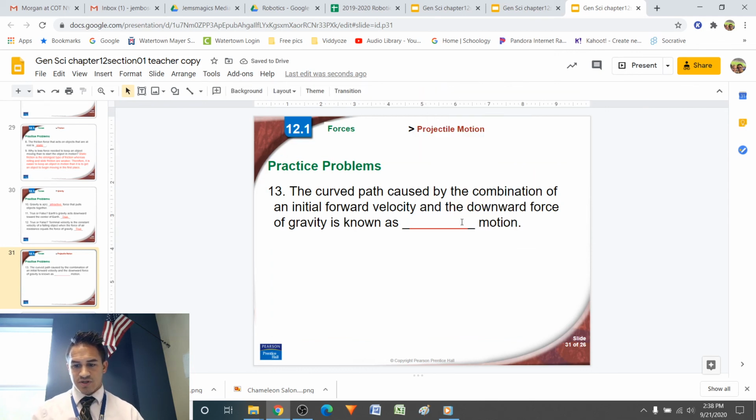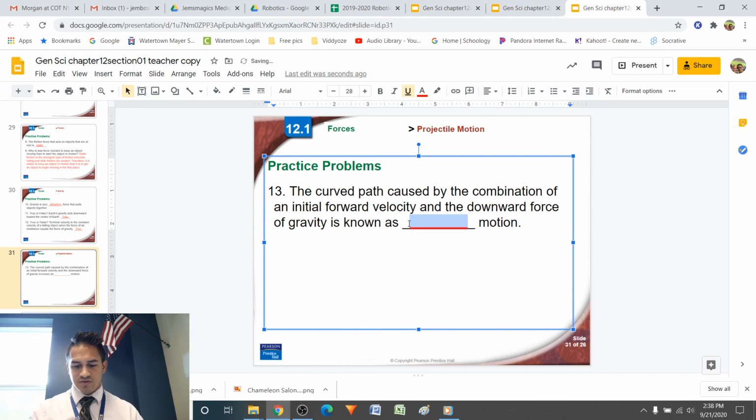All right. Oh, almost had it. We'll get there. Projectile motion.